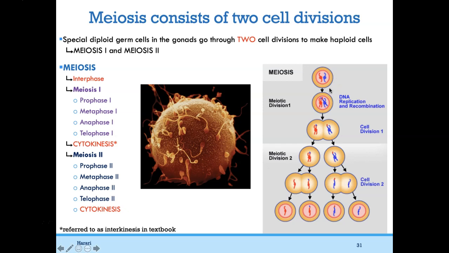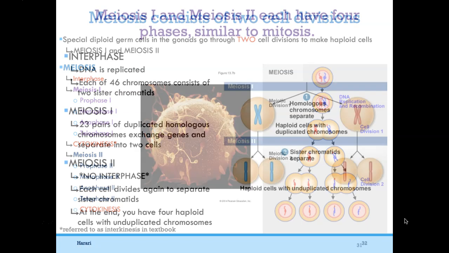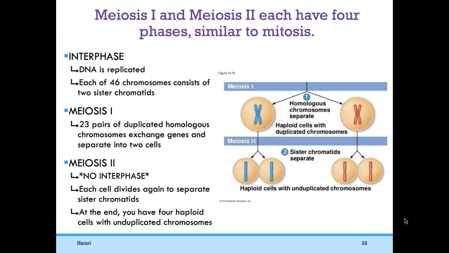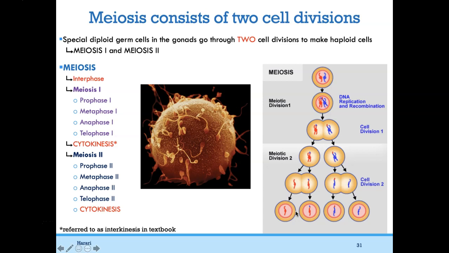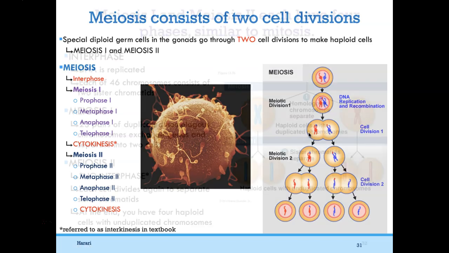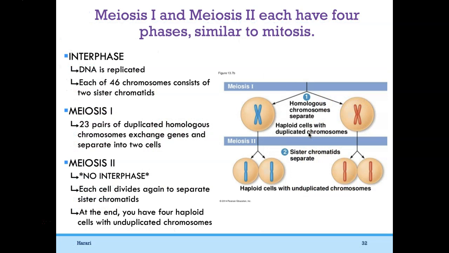So 1 diploid germ cell goes through meiosis, and that's meiosis I and meiosis II, and we're going to get 4 genetically diverse haploid gametes. Right, so that's key. I want to make sure that's very critical. So we're going to get 4 haploid gametes from 1 special germ cell. So meiosis I and meiosis II each have 4 phases that are very similar to mitosis, but there are some important differences, especially in meiosis I.